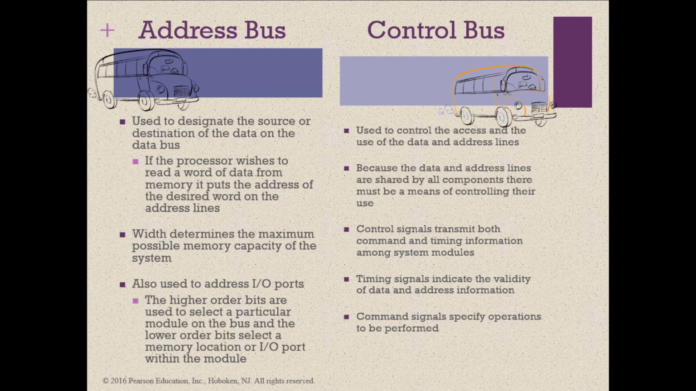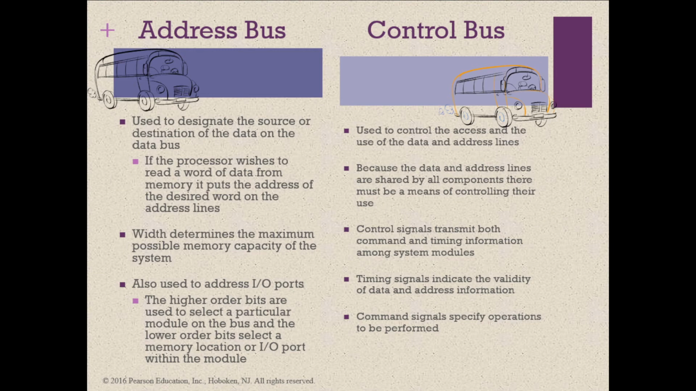Typical control lines include: first, memory write, which causes data on the bus to be written into the address location. Next, we have memory read, which causes the data from the address location to be placed on the bus. And then we have I/O write, which causes data on the bus to be output to the addressed I/O port. And then I/O read causes data from the addressed I/O port to be placed on the bus.